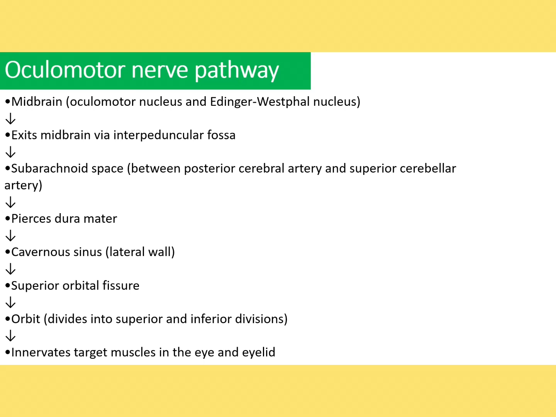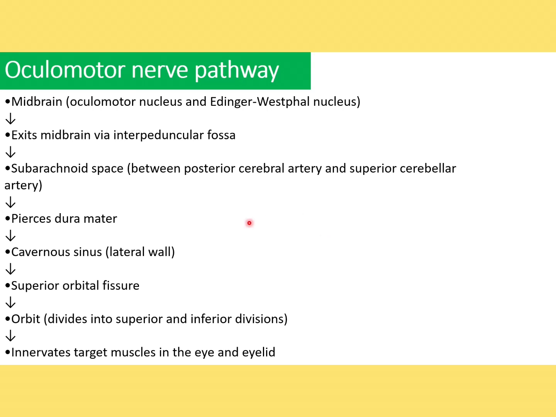Now the inferior division of the oculomotor nerve innervates several muscles: the medial rectus muscle, which moves the eye inward, the inferior rectus muscle, which moves the eye downward, and the inferior oblique muscle, which helps in torsional movement of the eye. So all these things are because of the oculomotor nerve pathway.